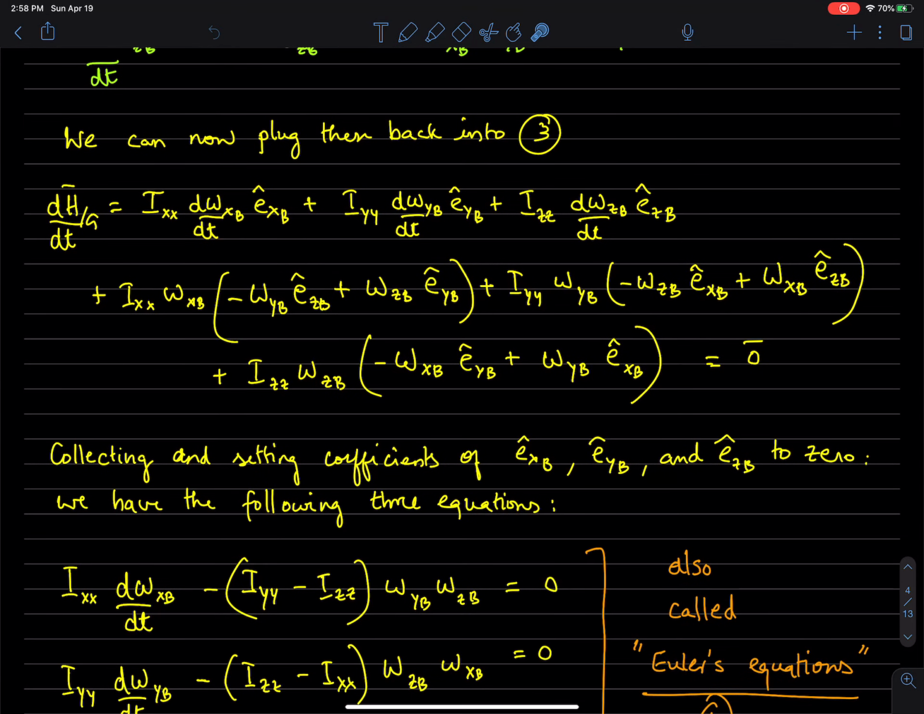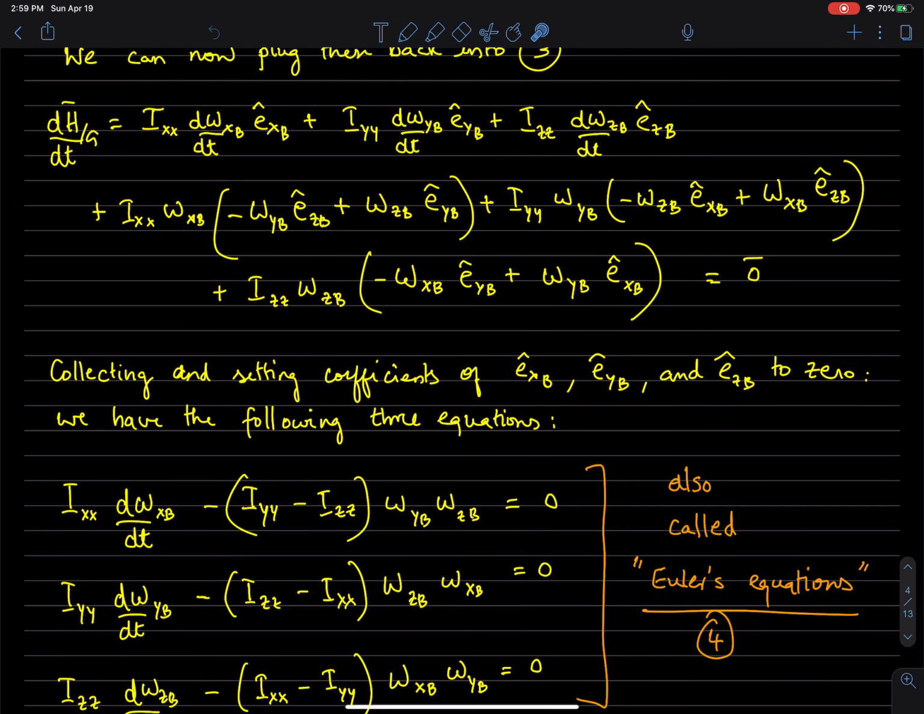Now we can plug these three equations back into this expression. So the rate of change of angular momentum has the part where we differentiate the omegas, and the part where we differentiate the unit vectors, here and here and here. Those were the d by dt of ex, ey, ez. And of course, because there are no external moments, the rate of change of angular momentum equals 0. The right hand side is 0, and that's it.